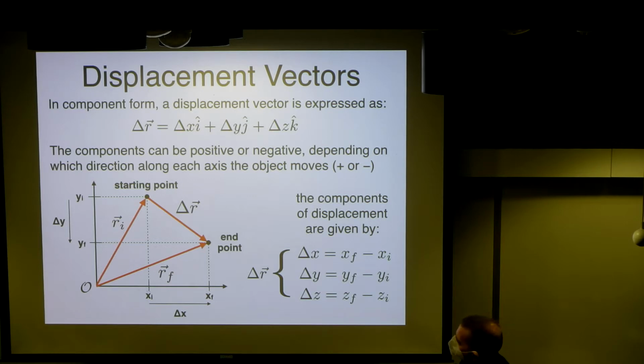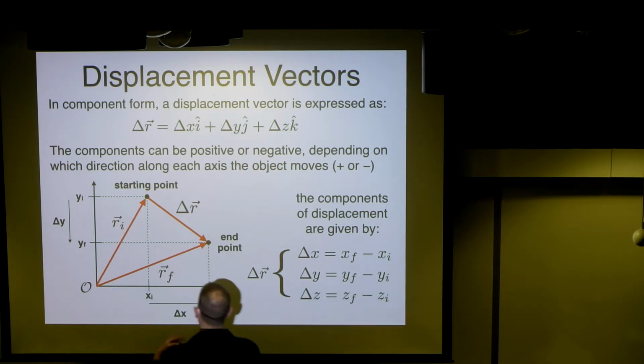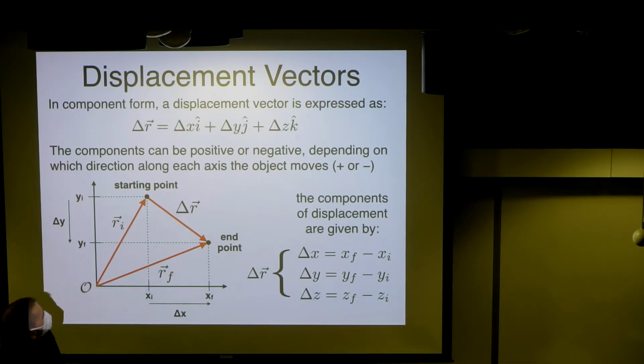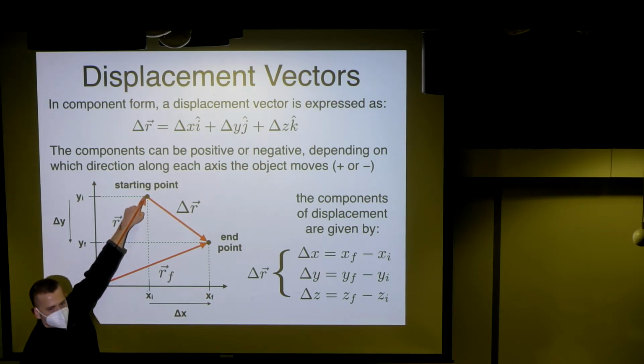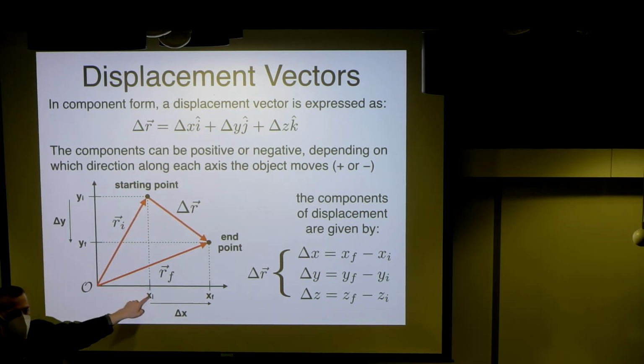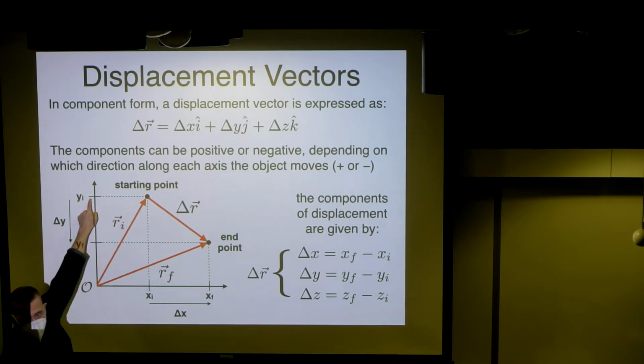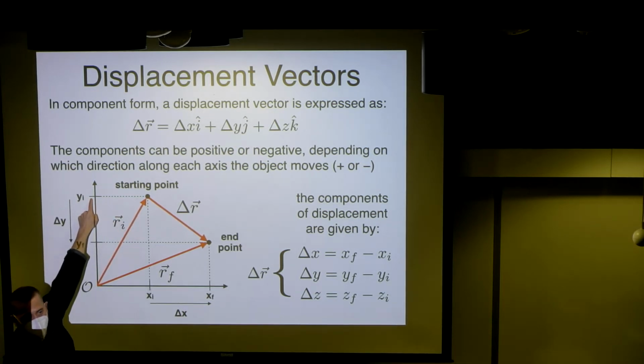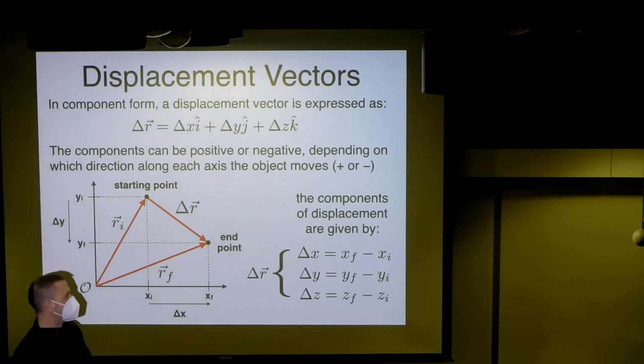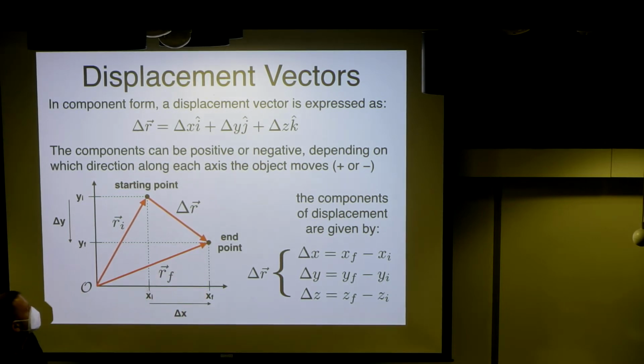But now what I want to do is sort of break that down by component, right? So if this is my r initial vector, x initial is just that vector's projection onto the x-axis. So that would be right over here. Y initial, that would be that vector's projection onto the y-axis. So that's over here. And then same for the final vector, right? We're just projecting onto x and y.